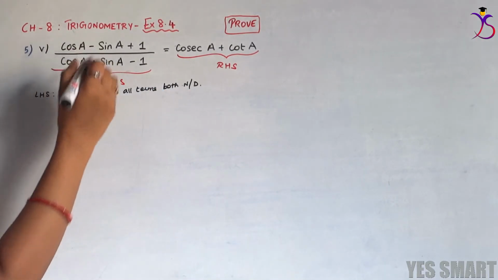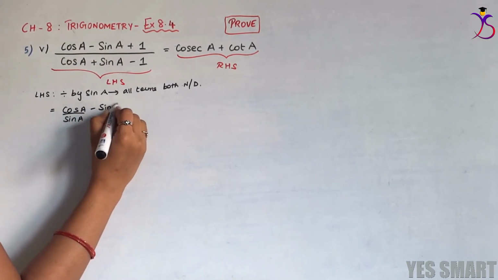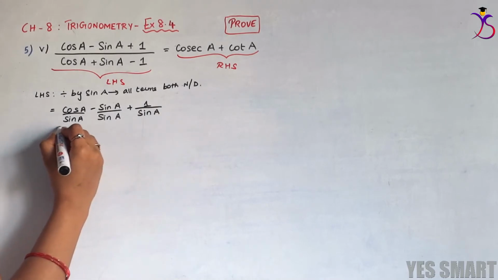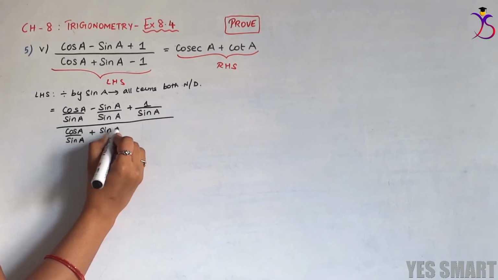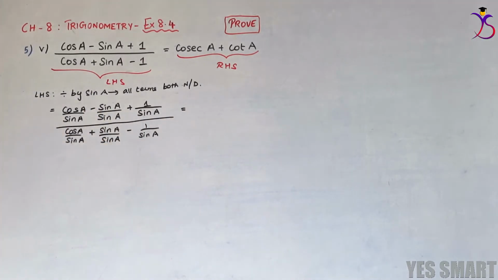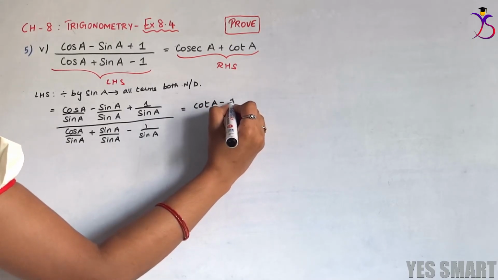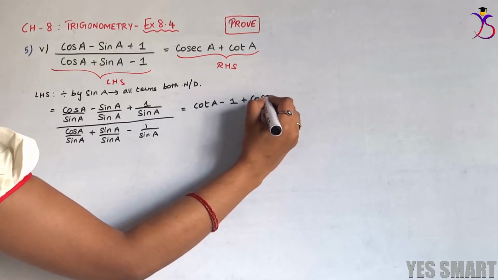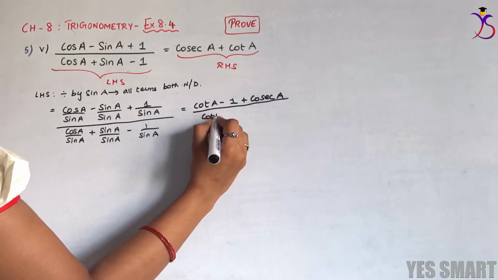So this becomes cos a by sin a minus sin a by sin a plus 1 by sin a, the whole divided by the same with the denominator, each and every term I'm just dividing with sin A. Now let's substitute the value. Cos A by sin A is cot A, minus sin A gets cancelled and we will have 1, plus 1 by sin A is cosec A. So cosec A divided by the same with the denominator as well, just the sign is different.